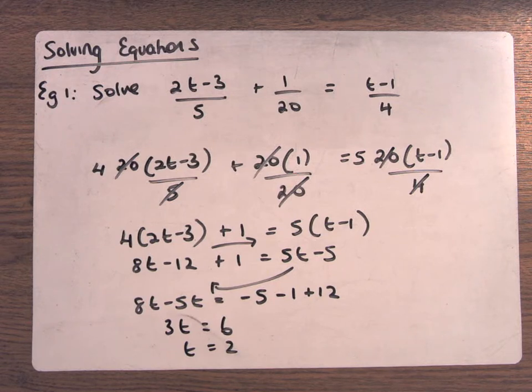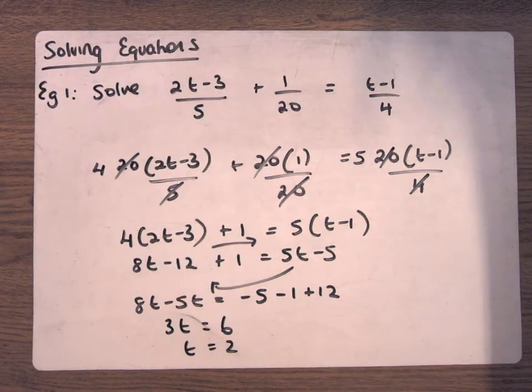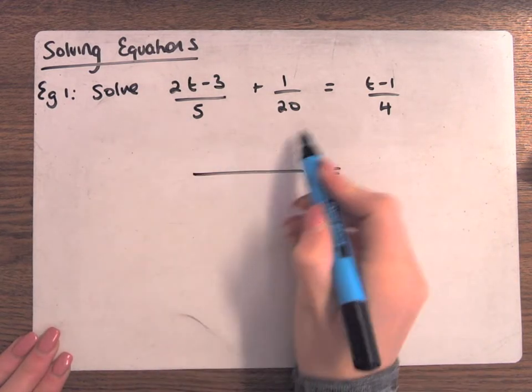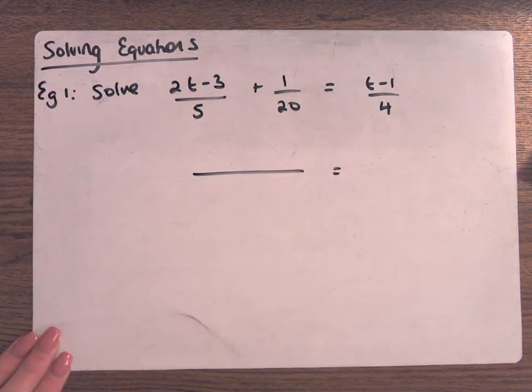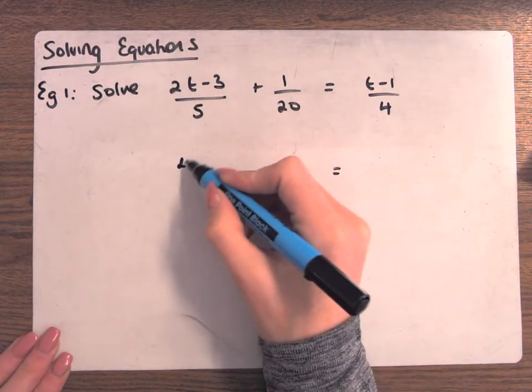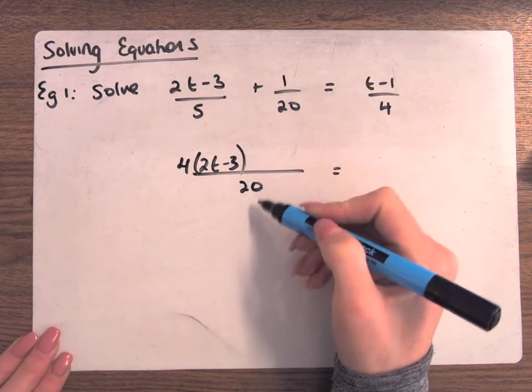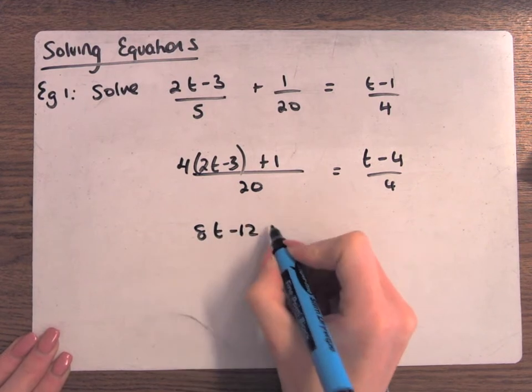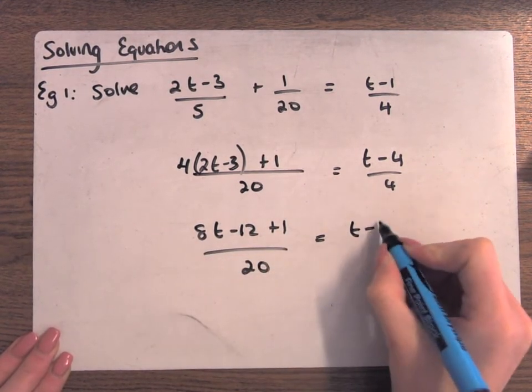Now you don't have to take the next bit down. Can I get rid of it? Yeah. Okay. Another way you could have done it is to get a common denominator with these two, which would be 20. 5 by what gave me 20? It was 4, so I put a 4 up there. 20 by what gave me 20? It was just a 1. Okay? And then you'd get 8t minus 12 plus 1 over 20 equals t minus 4 over 4.